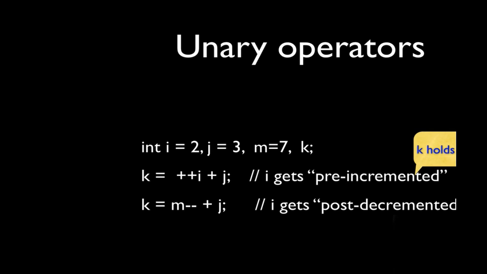In the second example, I have what's called a post-decrement. The -- appears after the variable m. So what's going to happen here is the addition is going to happen first, so n plus j, or 3 plus 7, giving us 10. And afterwards, we do the decrement. So m will have 6 after this expression is evaluated, but the value of k will be 10.